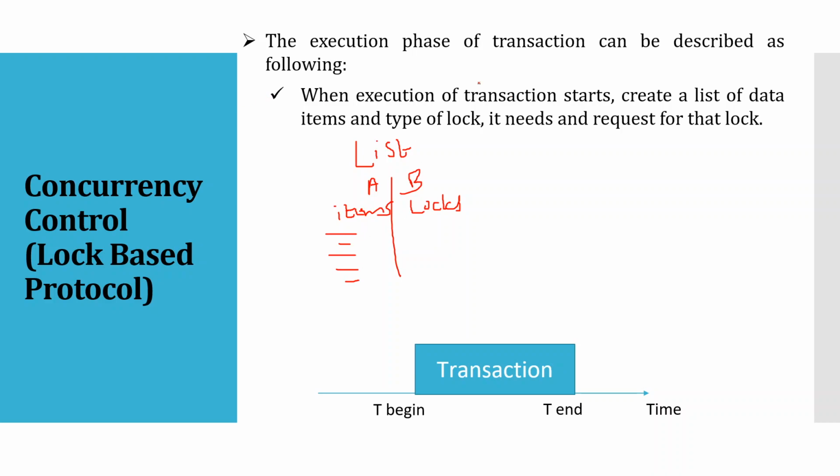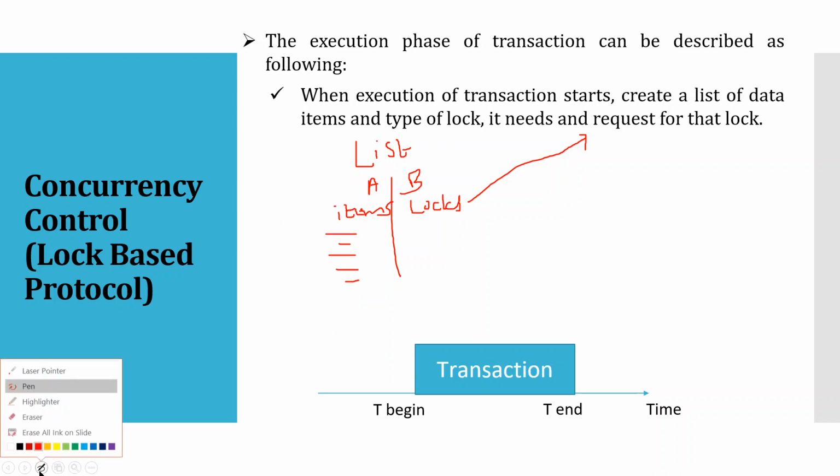So what it says is, once execution starts, prepare a list of items as well as a list of locks, and request all the types of locks that you require. You need to request the concurrency control manager that I want these types of locks on these particular data items. So first you need to prepare a list, right?